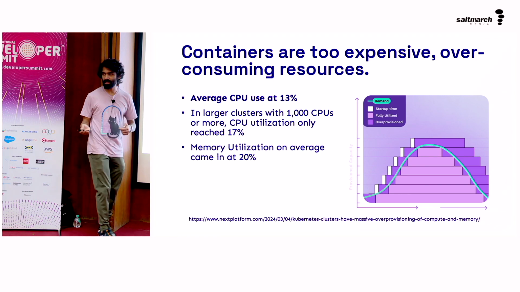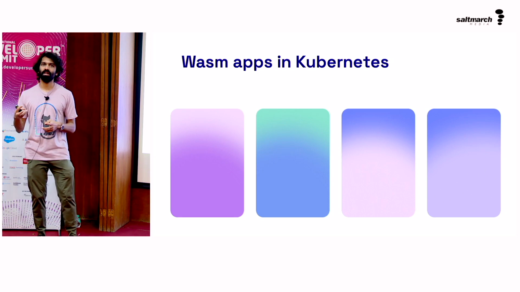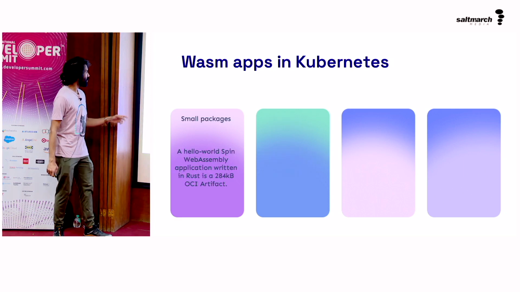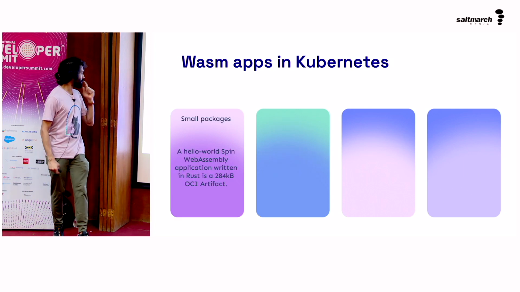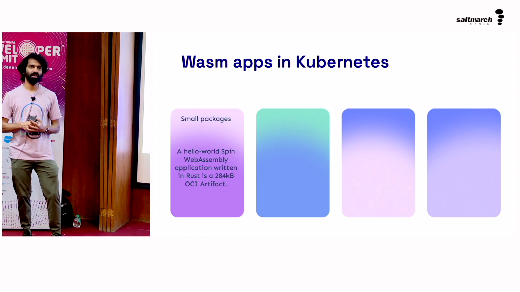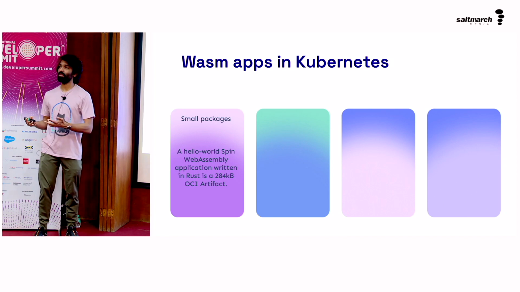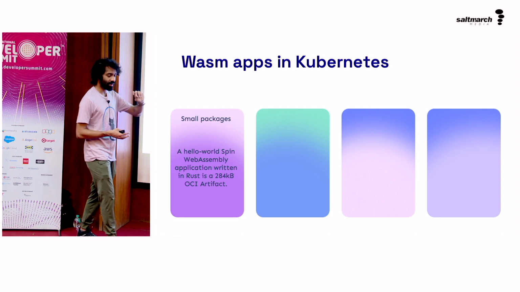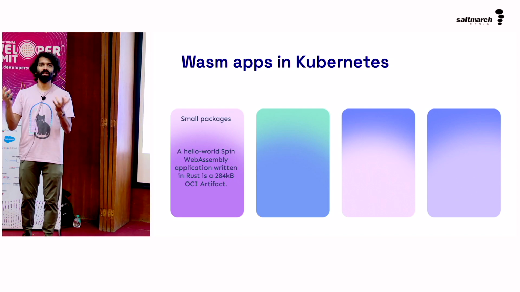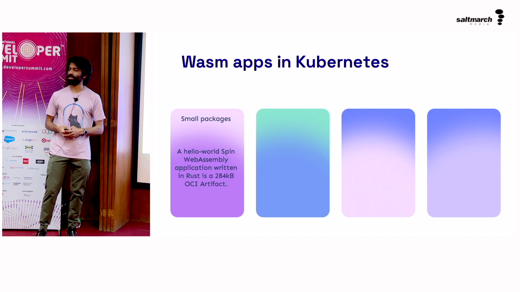The thing is, with WebAssembly, you can have very lightweight apps run in your Kubernetes cluster, which takes care of some of these problems. So for instance, a Hello World Spin WebAssembly application written in Rust is only a 284 kilobyte artifact, right? So if you create an OCI artifact, that's just 284 KB. If you take any Kubernetes Hello World app, that's a lot bigger because of the underlying Kubernetes infrastructure, right? The files and so on. But in a WebAssembly app, that's a lot smaller.